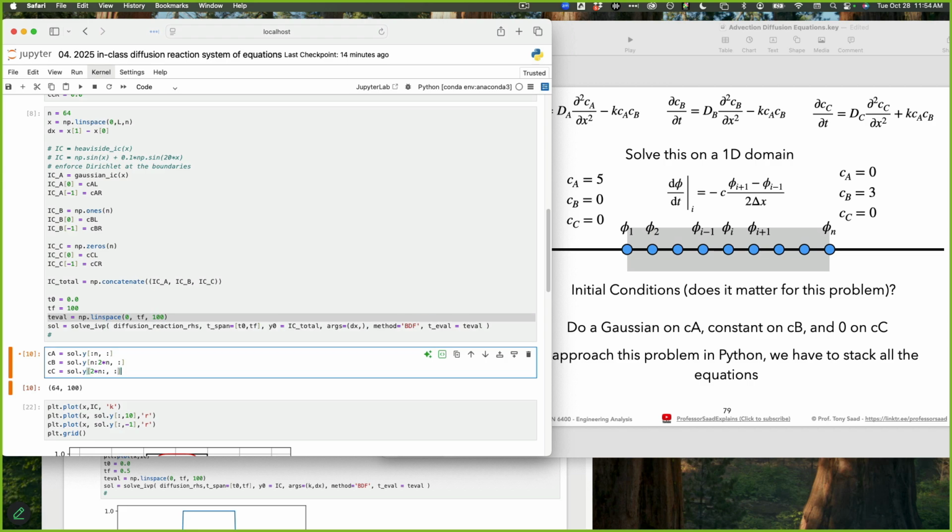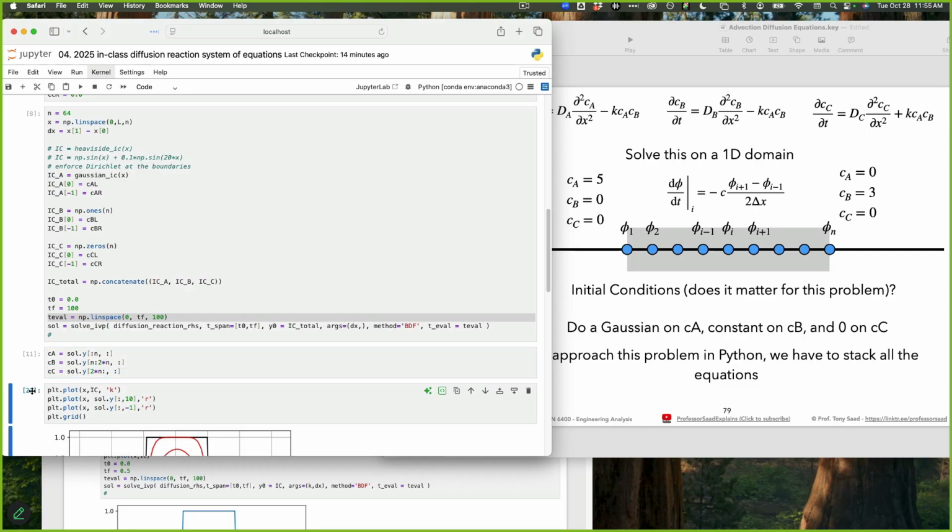So for sure, I will ask you about slicing in the final exam. 100%, guaranteed. So make sure you know these symbols. Now I have CA, CB, CC at all times. Moving on, I just need to plot those.